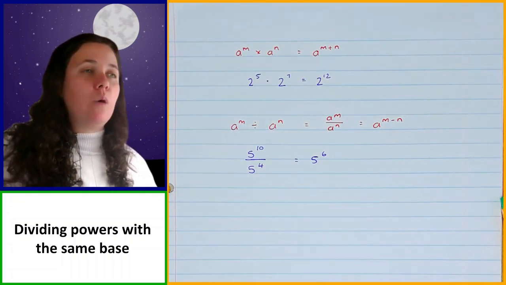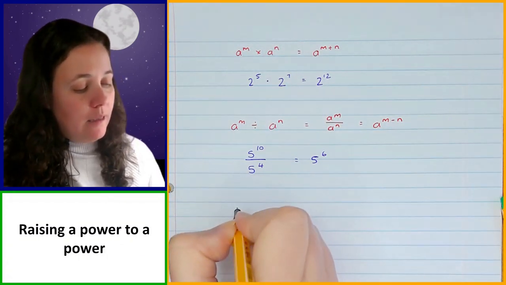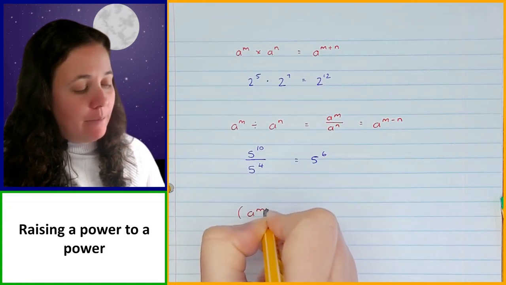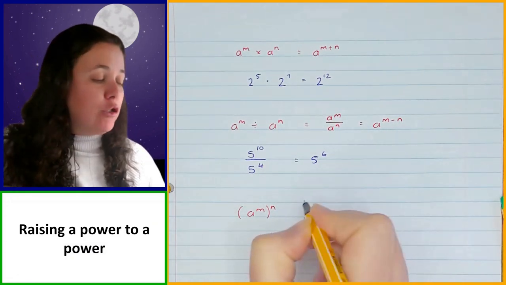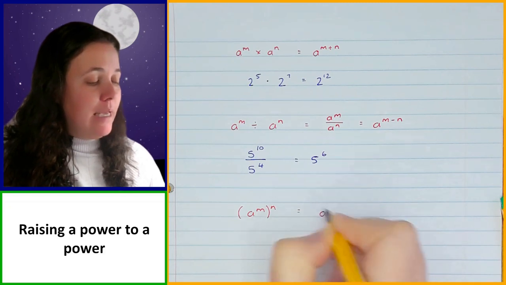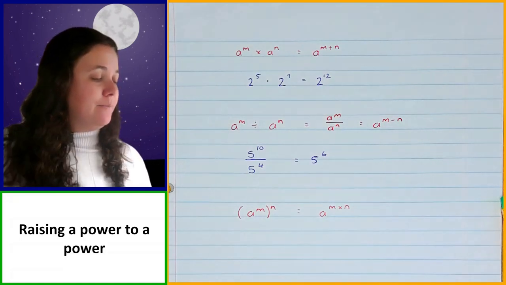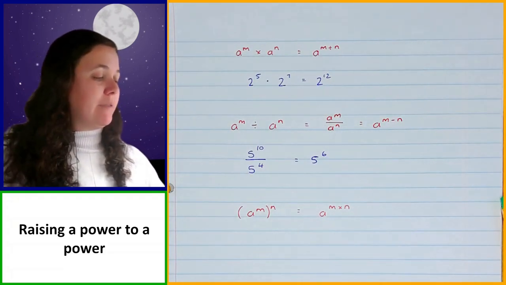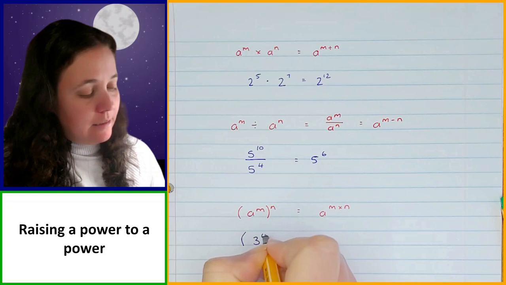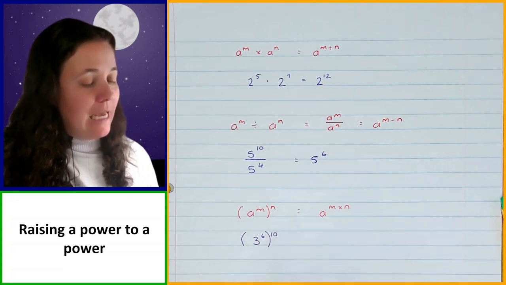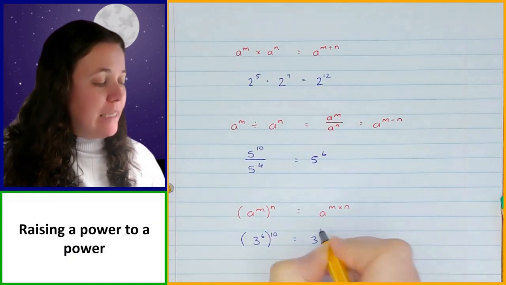Okay, the next one is raising a power to a power. So this is where you have something like this. a to the power of m in brackets to the power of n outside the brackets. And when we are raising a power to a power, what we do is we keep the base the same and we multiply the exponents. So that's a to the power of m times n. Okay, so for example, you could have something like this. 3 to the power of 6 in brackets to the power of 10 outside the brackets, and that would be equal to 3, we keep the base the same, to the power of 6 times 10 is 60.